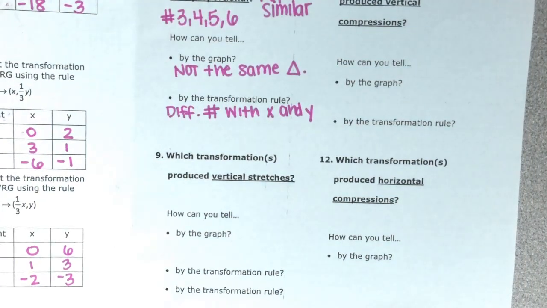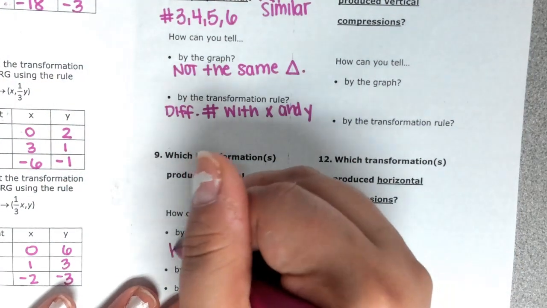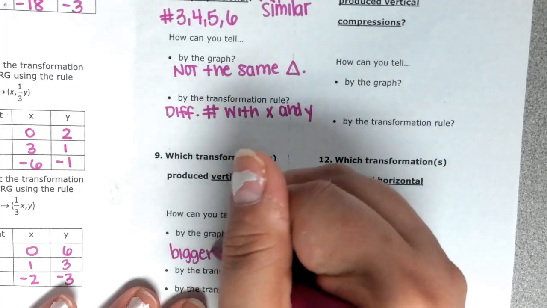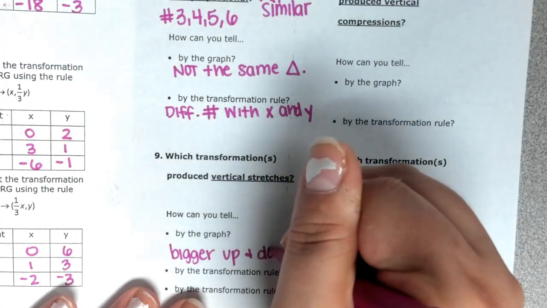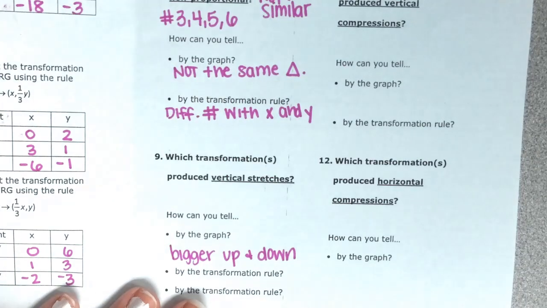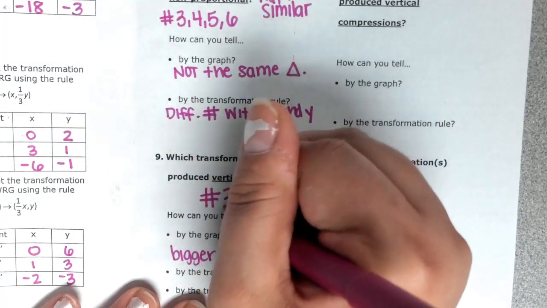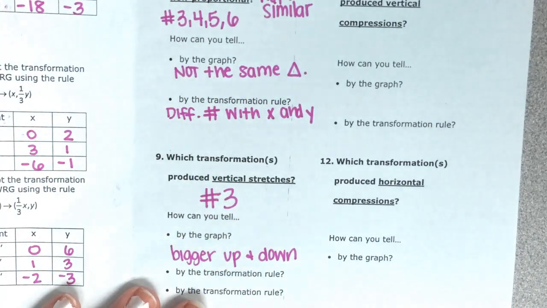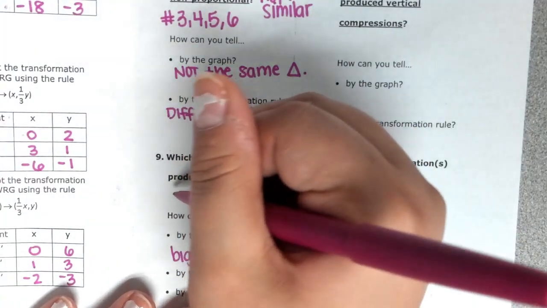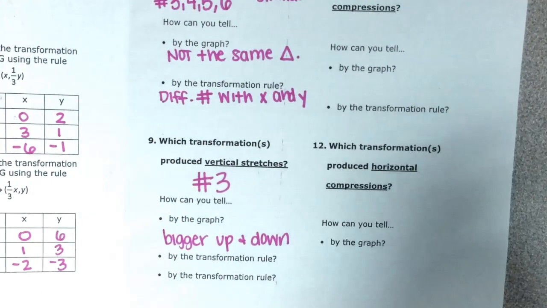A vertical stretch. What does the word vertical mean? Up and down. And what does the word stretch mean? So I'm going to say by the graph, you can tell it's a vertical stretch because it's bigger up and down. Which one of these had a graph that was bigger vertically than the original? 3. Well, in number 1, you're not wrong, honestly. We can write number 1 as well, but number 3 had a vertical stretch. It's bigger up and down.